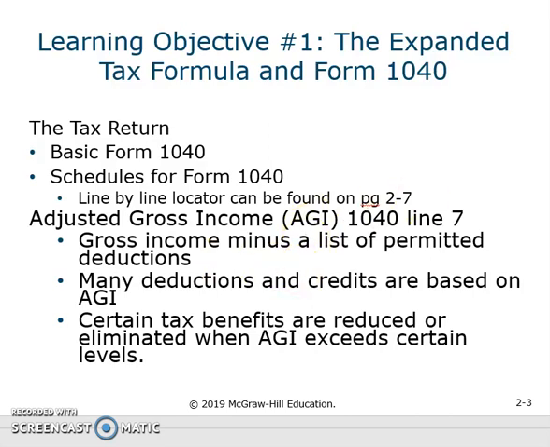Adjusted gross income, as I said in the prior slide, is going to be a very important number. This is our gross income minus a list of permitted deductions that taxpayers can qualify for. Many of our deductions and credits are going to be based on that AGI number, and certain benefits are going to be reduced or eliminated when AGI exceeds certain levels.